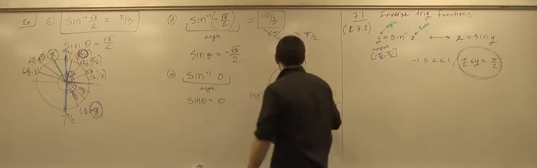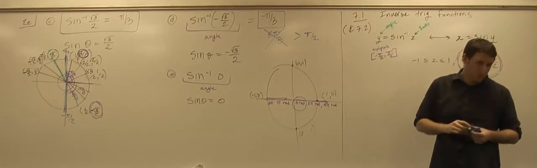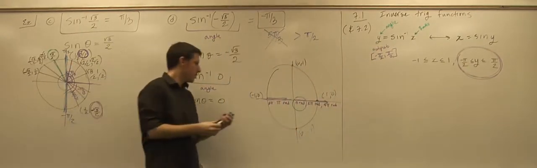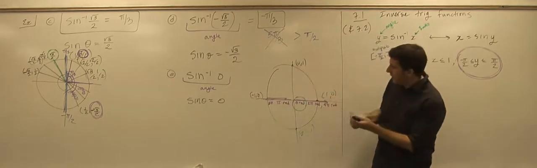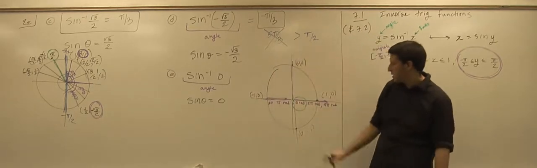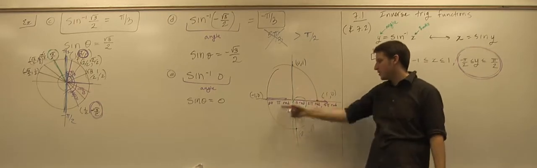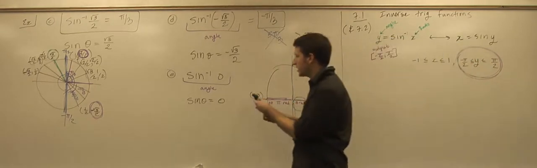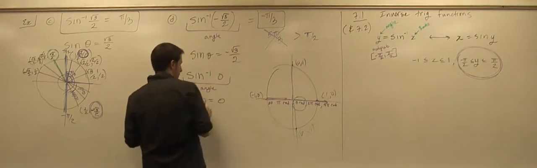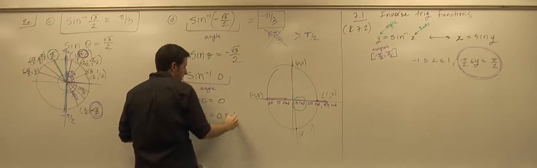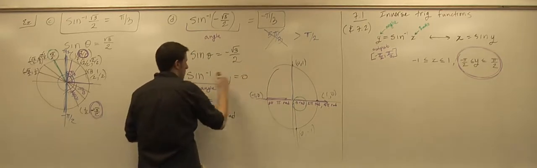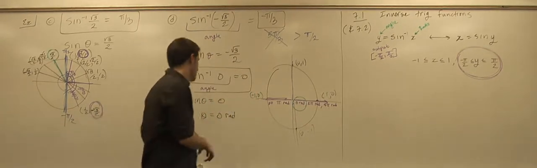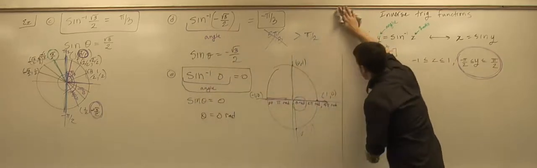So then why am I going to pick this as my answer? Because it's the only one that falls in this range between negative pi over 2 and pi over 2. Right? If you pick any other one, you're going to have to pass your barriers. If you go 2 pi, then you have to pass both of these barriers. If you go pi, you have to pass this barrier. So the only answer that's going to be in the correct range is if the angle is 0 radians. So the answer to this is 0. Sine inverse of 0 equals 0.